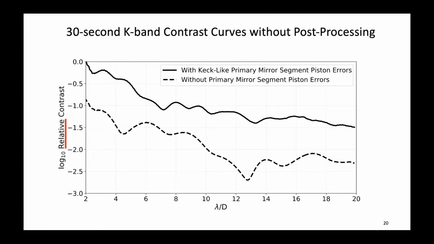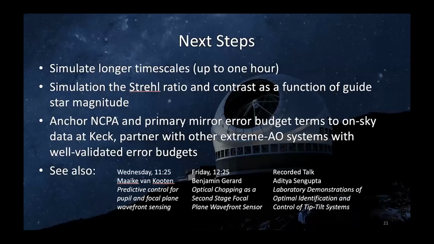Okay, so this captures our preliminary simulation work. There's a lot of work left to do. With our existing simulations, our immediate next steps are to go to longer timescales. So I just showed you 30 seconds worth of simulation. We'd like to go up to 1 hour. We also would like to understand how our contrast varies as a function of the Strehl and the guide star magnitude. But more generally, a lot of the work that we'd like to do on the simulation has to do with the quality of our current on-sky data.